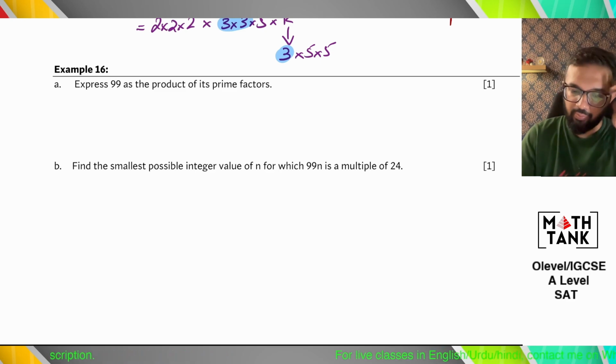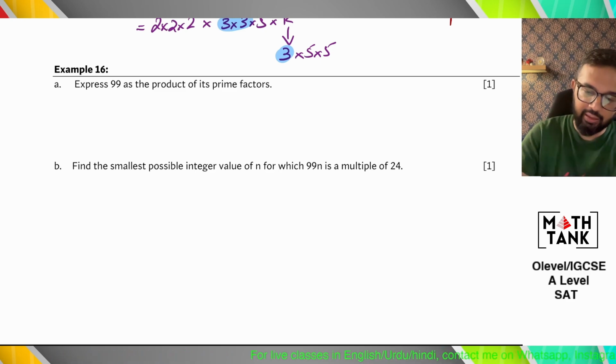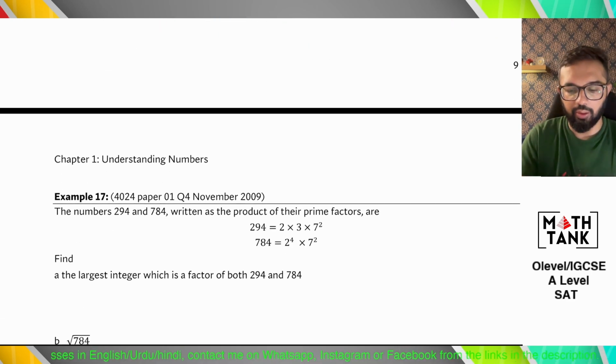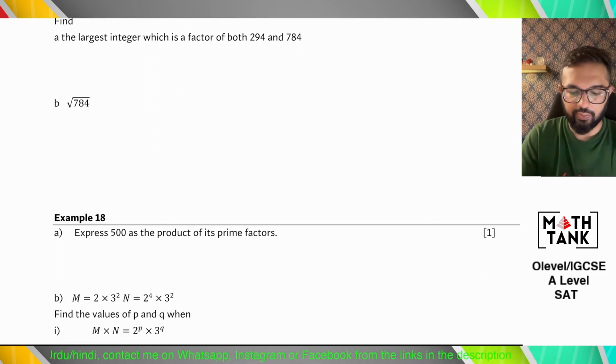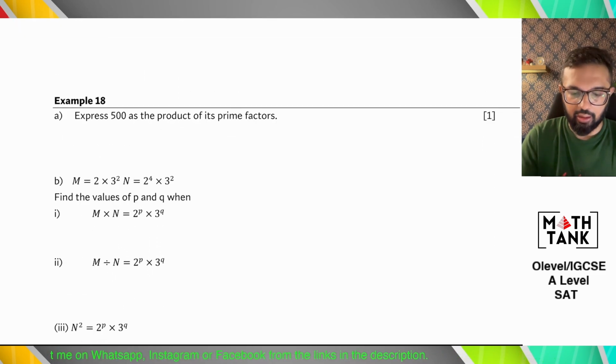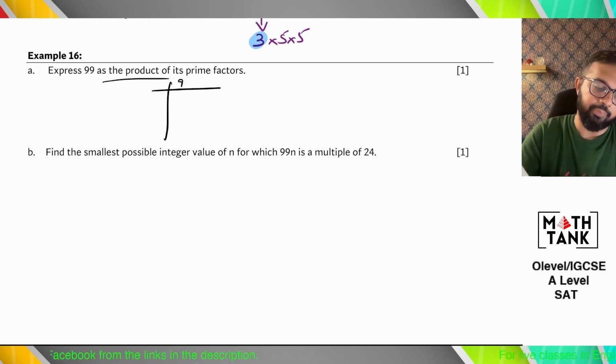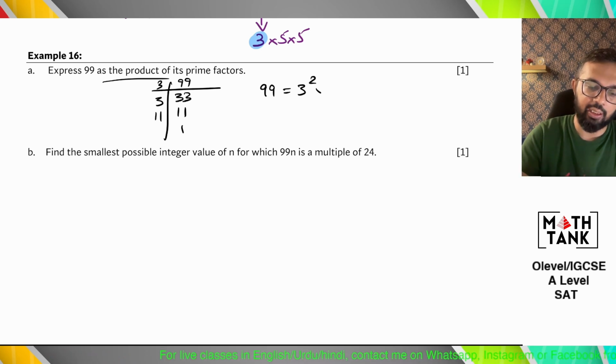Okay. Then express this as the product of its prime factors. Now it's going to get a little challenging from here. Okay. These last few questions are a little challenging, and I'm going to try my best to explain these to you. So 99, 3 times 33, 3 times 11, and 11 times 1. So 99 is 3 square into 11.